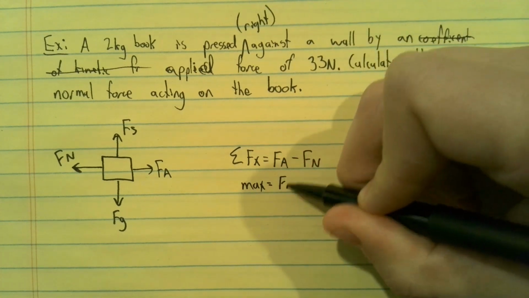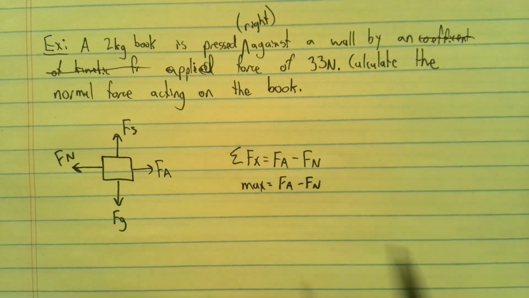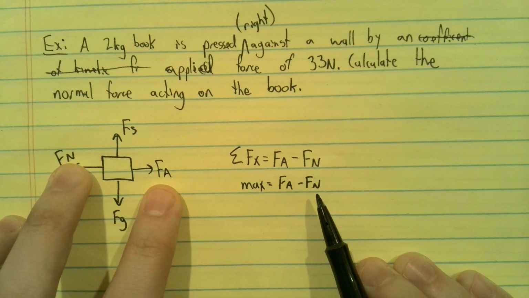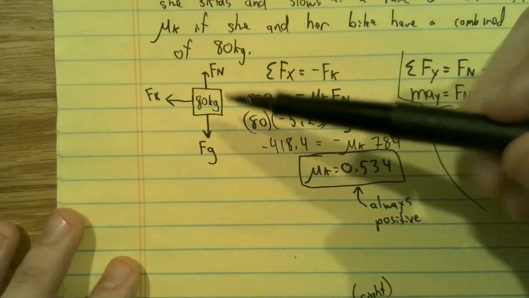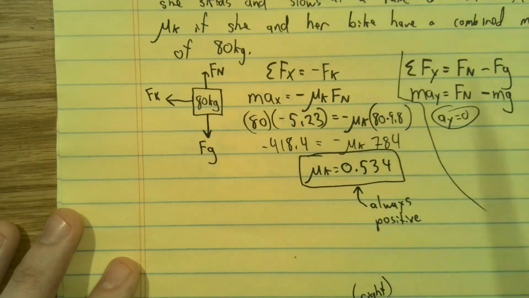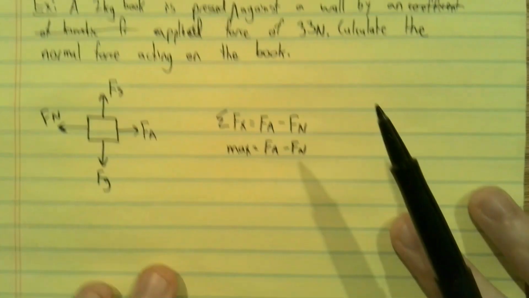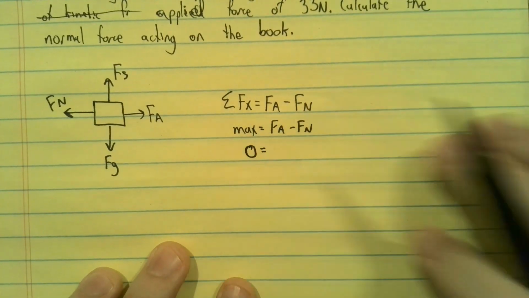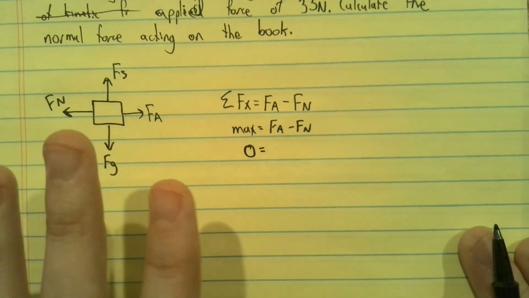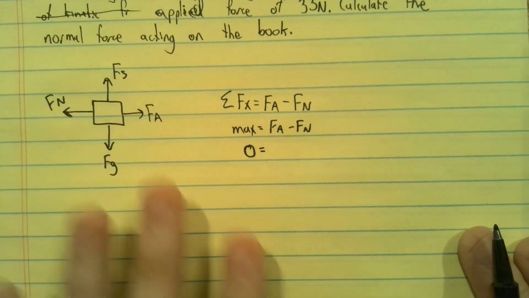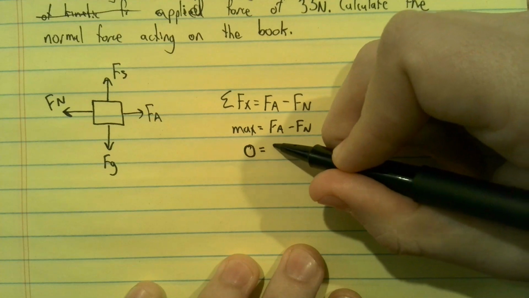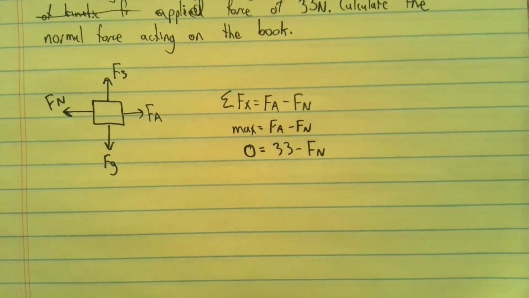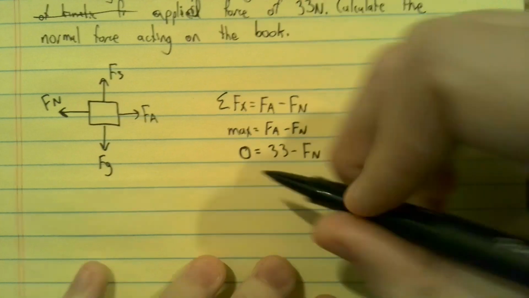MAX equals FA minus FN. This is one of those cases where FN is not equal to FG. FN is equal to FG when they are opposite, when they balance each other out. But here, have a look. We're going to have a 0 acceleration. AX is 0 because the book is not moving this way. AY is also 0. It's not moving that way. This is 33. You can kind of see the answer right there. Fn is just 33.